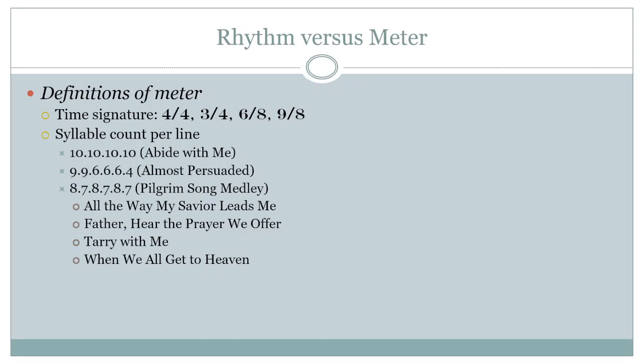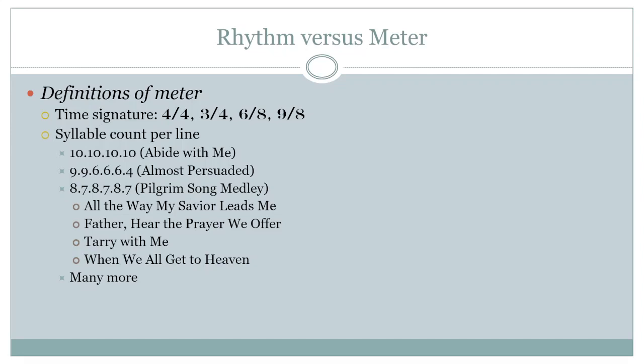And what has been done with some of those is to take lines from those songs that are topically related and also have the same meter and put those together to what may be a different tune from any of the original songs. In the Pilgrim Song medley or composite song, there are lyrics from All the Way My Savior Leads Me, Father, Hear the Prayer We Offer, Tarry With Me, and When We All Get to Heaven. And because they have the same meter, and they also have what I will call the same rhythm or the same poetic meter, they work together with the same tune. And of course, there are many more combinations.